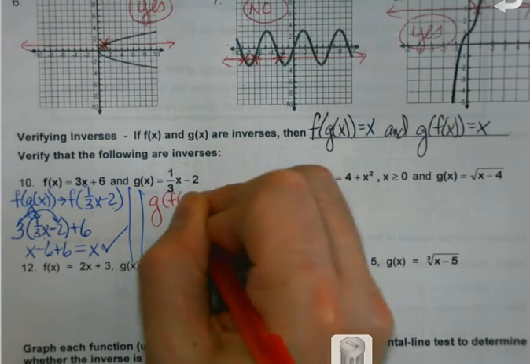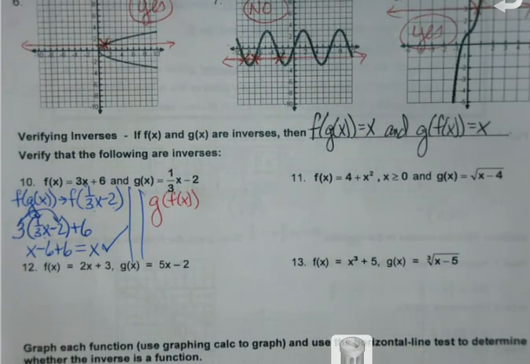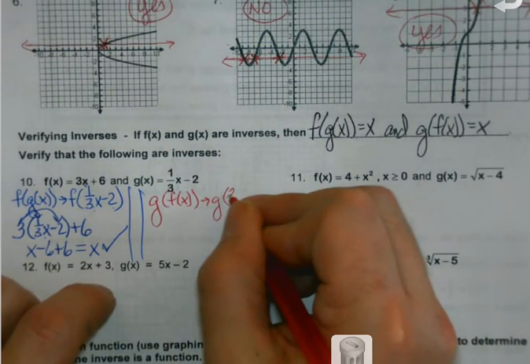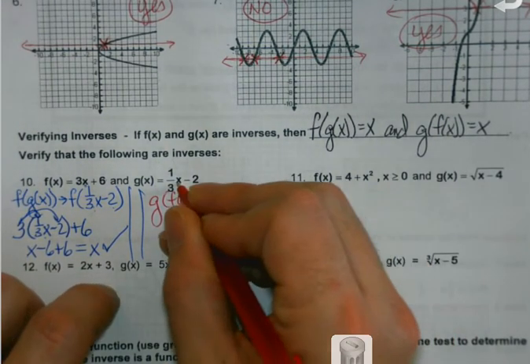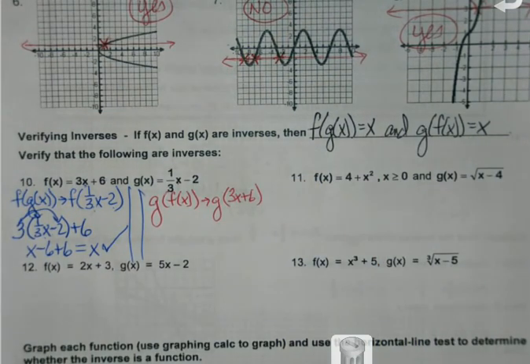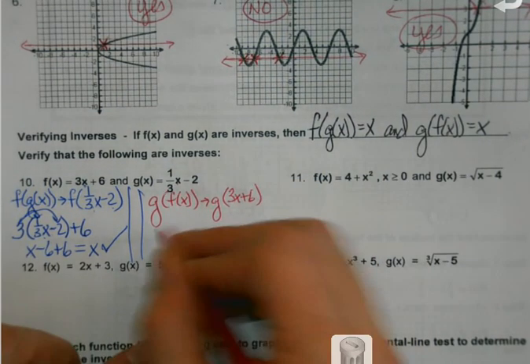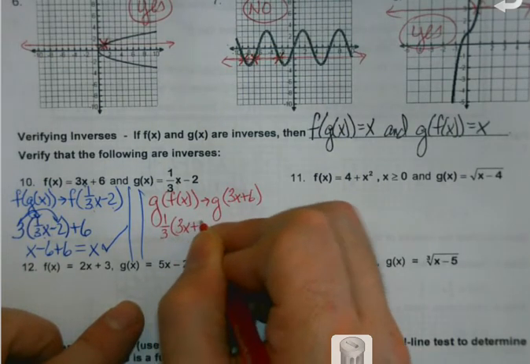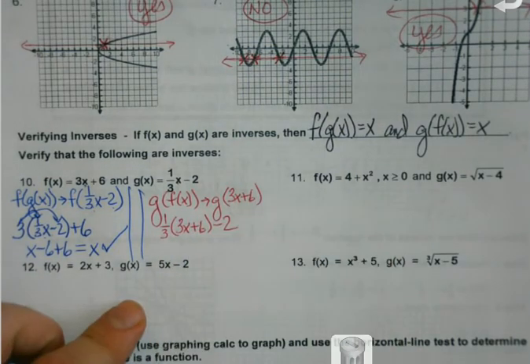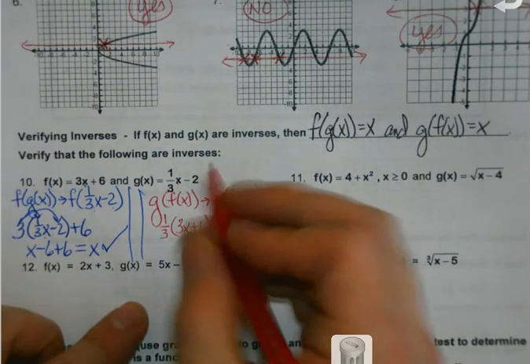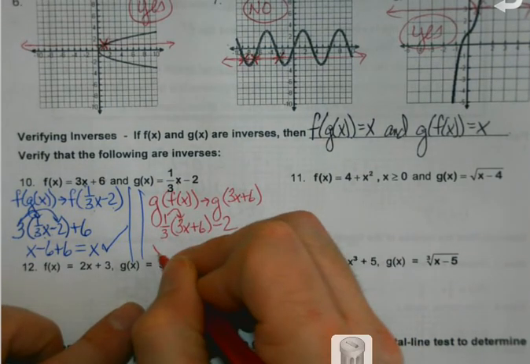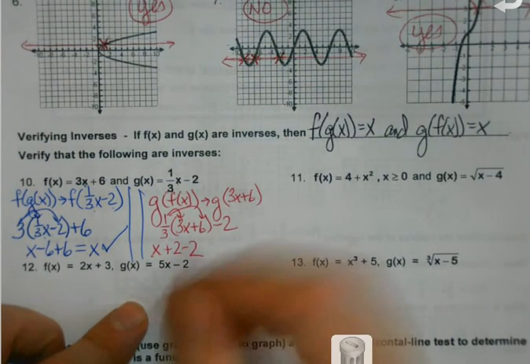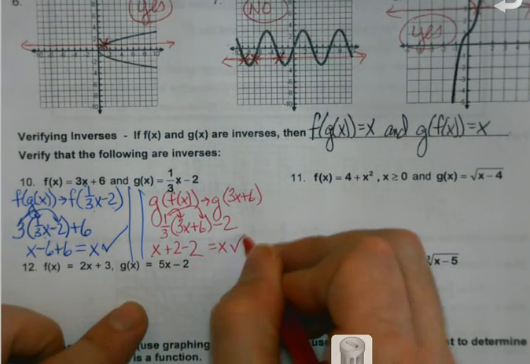So if I switch gears and plug in f of x for g, again, that means I'm going to plug 3x plus 6 in for x in my g of x. All right. So let's see. That would be 1/3 of 3x plus 6 minus 2. And then I just distribute and simplify. 1/3 of 3x is x. 1/3 of 6 is 2 minus 2. 2 minus 2 is 0. I'm just left with x.